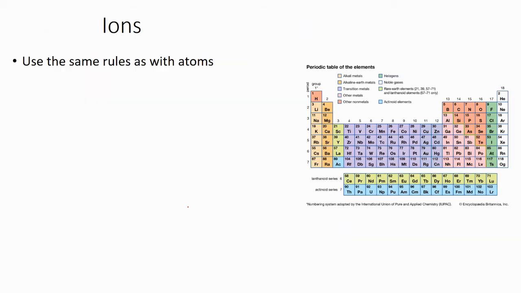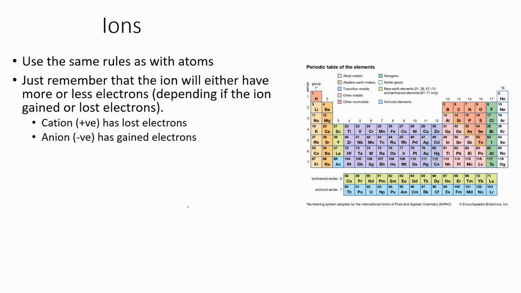So let's look at some examples. Use the same rules as with atoms. Just remember that the ion will have either more or fewer electrons depending on whether the ion gained or lost electrons. Cations, metal ions, are positive and have lost electrons, and anions, non-metal ions, have gained electrons.